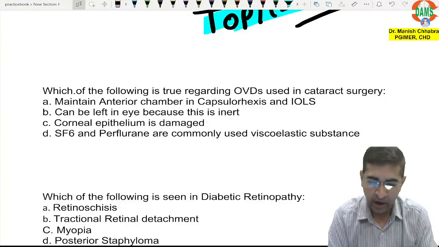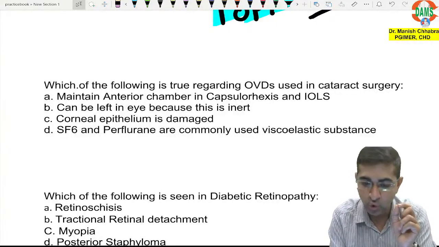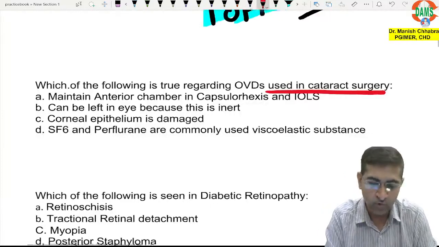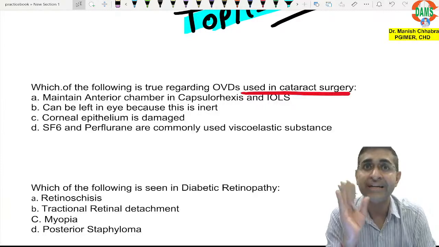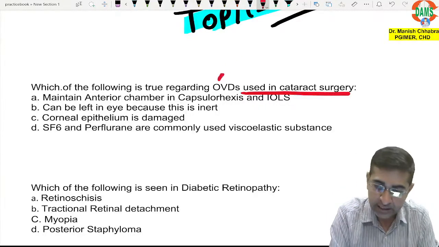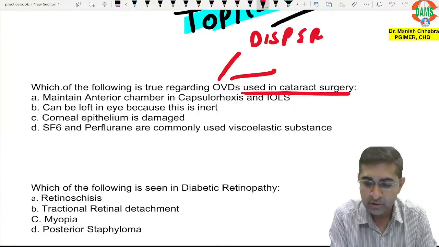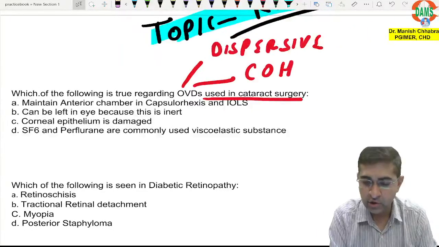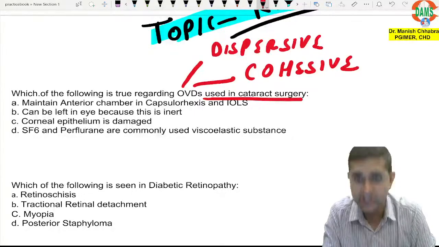Now the first question is, which of the following is true regarding OVDs used in cataract surgery? What is the full form of OVD? It is oculoviscosurgical device. Now OVD is of two types: one is your dispersive, one is your cohesive. So cohesive and dispersive.